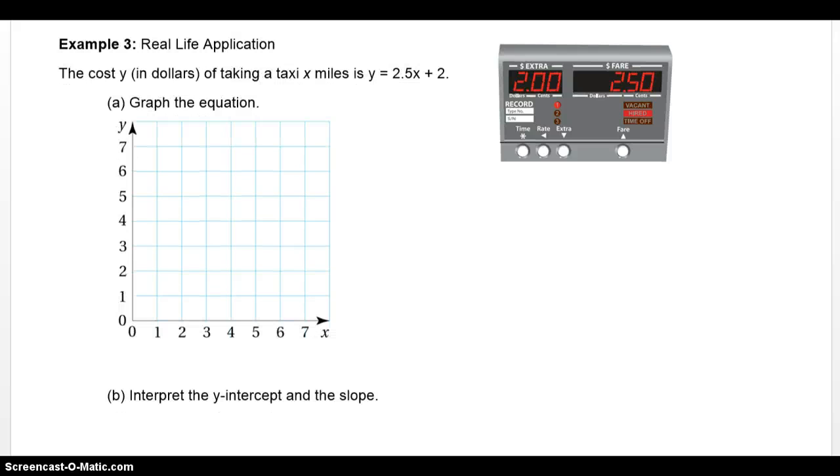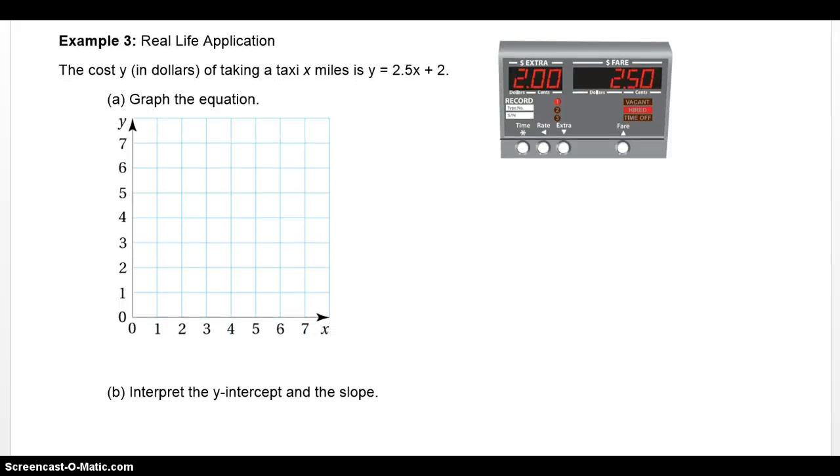to another example of graphing. Now in this one, it's an application problem. The cost y in dollars of taking a taxi x miles is y equals 2.5x plus 2. Notice we're just using the first quadrant. Why? Well, because in this case, I would never go negative miles. So let's label our x and y axis: this is miles, and this is the cost in dollars.